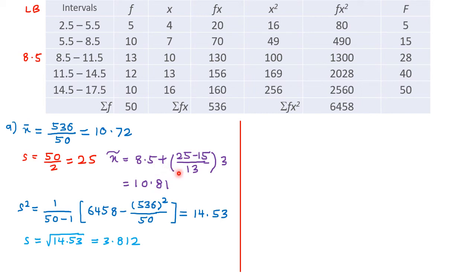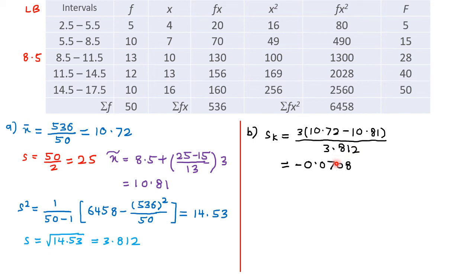Right. Since we already found the mean, median, and standard deviation, we can proceed to find the skewness, using the formula with the median. Since you are using the formula having the median, don't forget we have to put 3 outside here. So calculate, then we got negative 0.07.